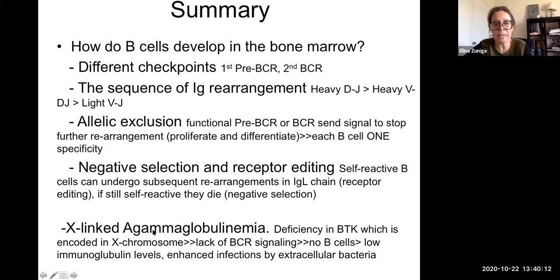And last, we learned about X-linked agammaglobulinemia, which is a deficiency, or a mutation, in BTK, an enzyme, a Bruton tyrosine kinase, that is encoded on the X chromosome and is important for BCR signaling. So patients with this mutation lack successful, functional BCR signaling, and so they have no B cells, and they have no or low levels of immunoglobulins, and they have enhanced susceptibility to infections, particularly infections with extracellular bacteria.